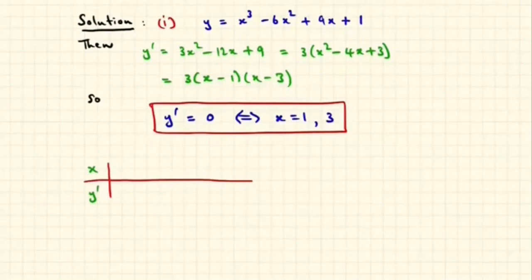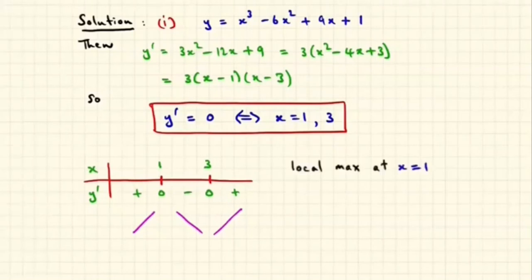We see from the factorization of y dash, the first derivative, that if x is bigger than 3 or less than 1, then y dash is positive. And if x is between 1 and 3, then y dash is negative. So we get an up, down, up pattern of behavior of the curve with turning points at x equals 1, where there is a local maximum, and x equals 3, where there is a local minimum.